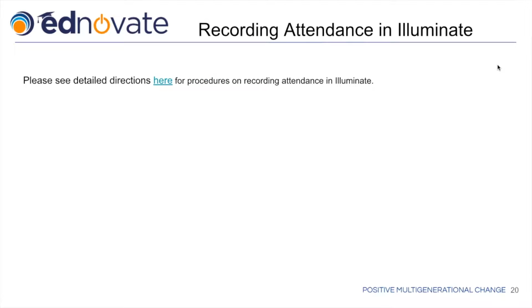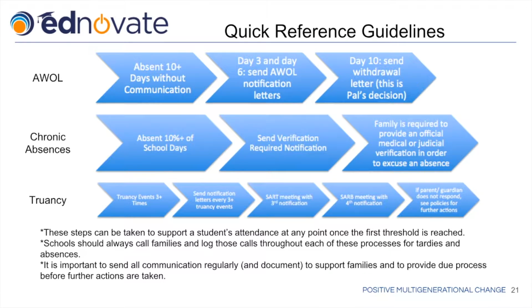And we will next go over how to record all of this in Illuminate and the daily and monthly procedures that go along with that. This is a quick reference guide to the different sets of interventions, so AWOL, chronic absences, and truancy, to give you a quick snapshot as a review if needed.